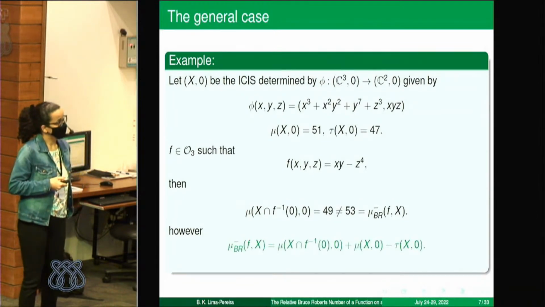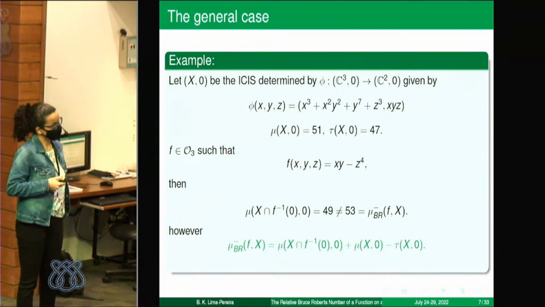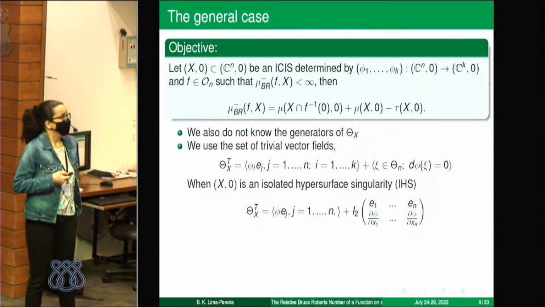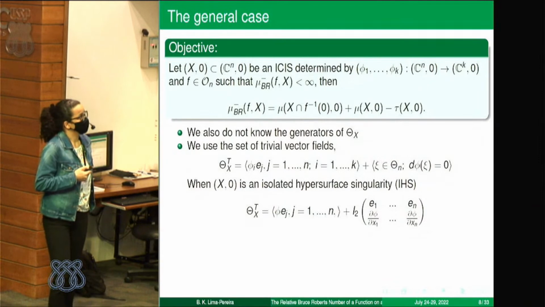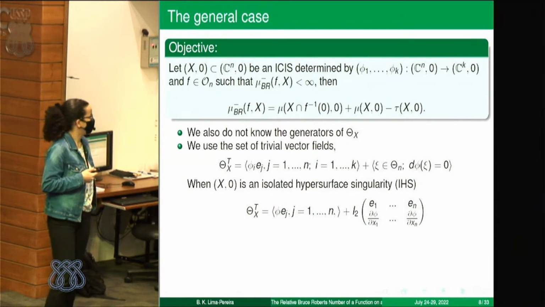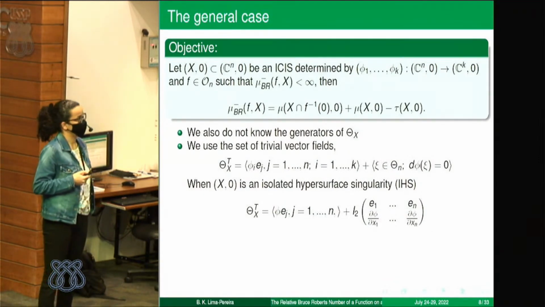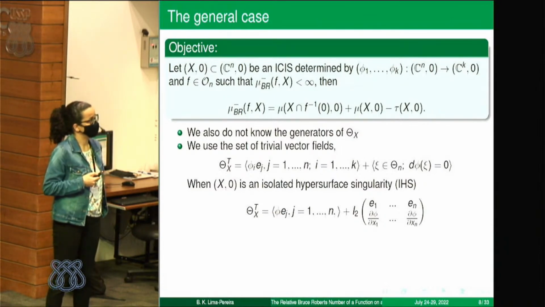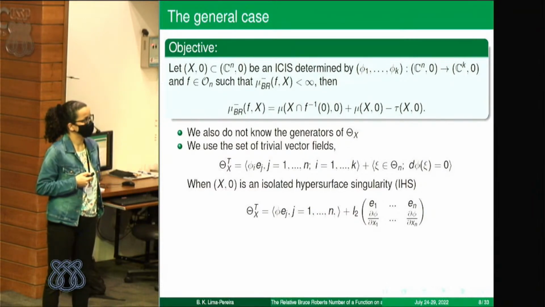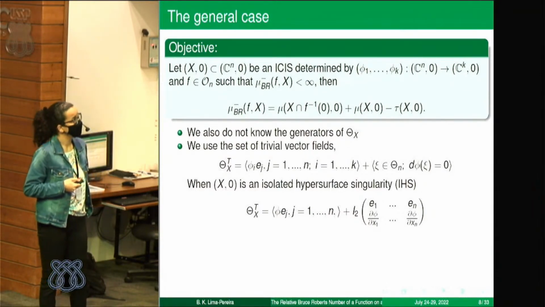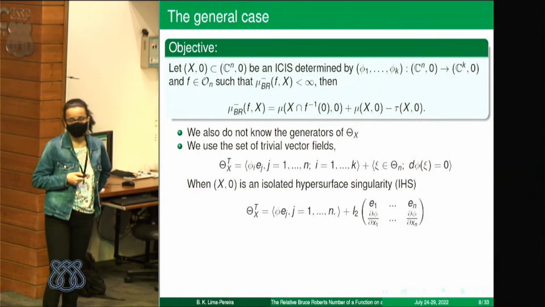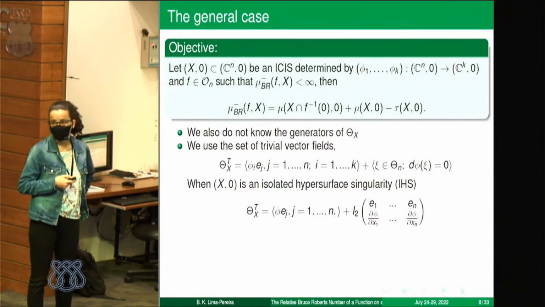So now I will prove that this equality is true for any ICIS X. Our objective is to consider X an ICIS determined by this map germ, and F a function germ such that this number is finite, and we want to prove this equality. But in this case, we consider any ICIS, so we don't know the generators of theta X.